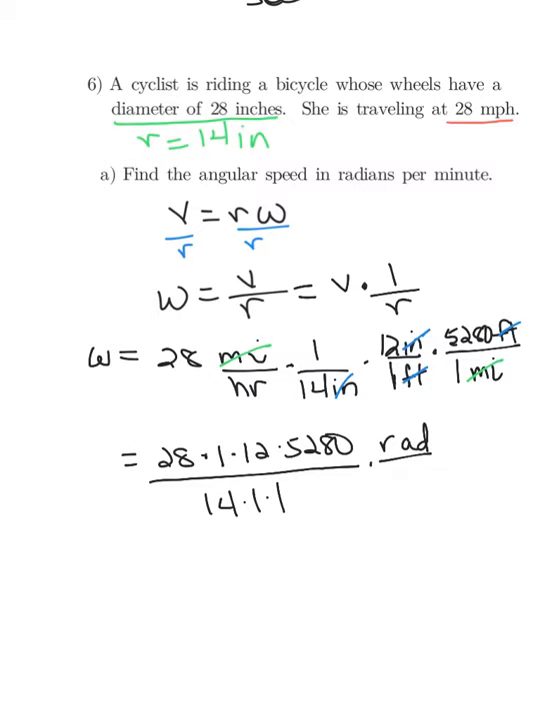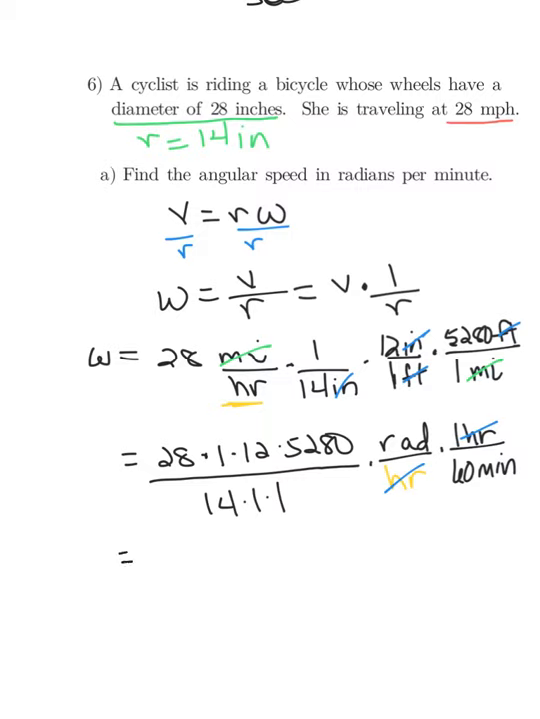Our unit of time, though, from way back over here is hours. Is that what we want? No, we want minutes. So we are going to take this times 1 hour equals 60 minutes. Now the hours are gone and we have radians per minute.